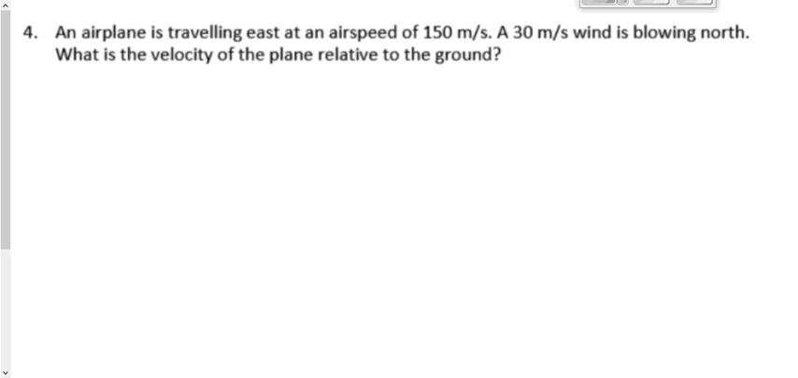This one says an airplane is traveling east at an airspeed of 150. So this is where it's trying to go. This is where it's heading. I shouldn't say where it's trying to go. This is where it is heading, where it's aiming. East at 150 meters per second.